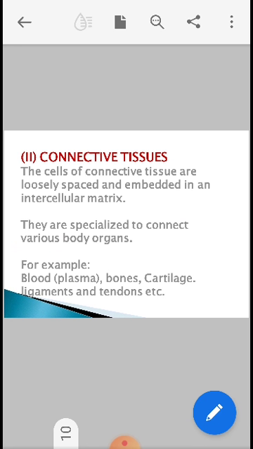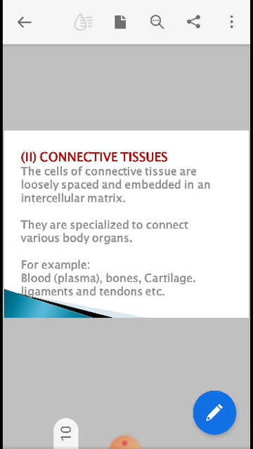And what is their specialization? They are specialized to connect various body organs. As the name suggests, its function is to connect. Now where is it found? It is found in blood plasma, in bones, cartilage, ligaments and tendons.